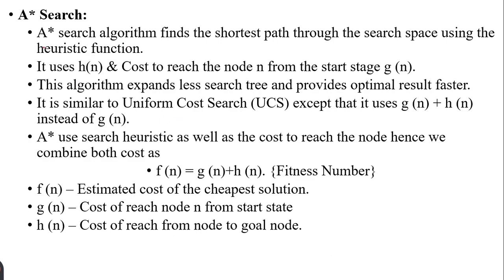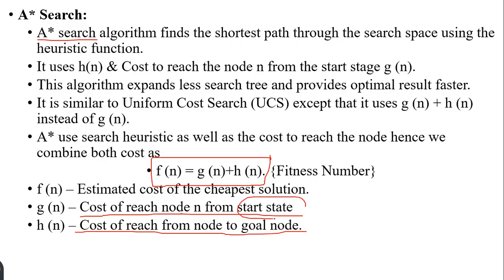Next, we are going to see about the A-star algorithm. So what is the A-star algorithm? It uses this formula: f of n is equal to g of n plus h of n. Here g of n is the cost to reach the node from the start, and h of n is the cost to reach the goal state from the node. So let us see an example, then we'll go for the definitions.